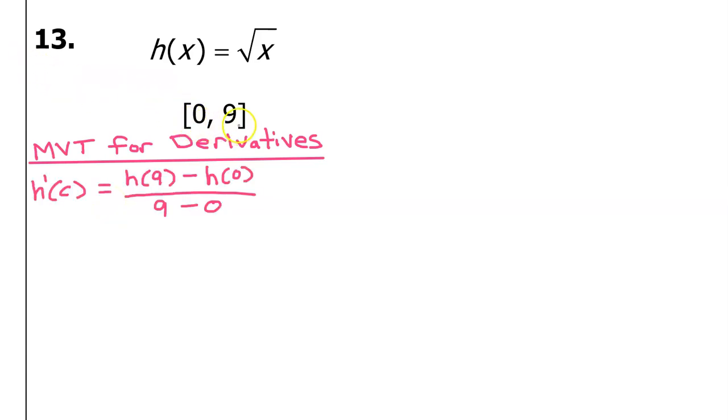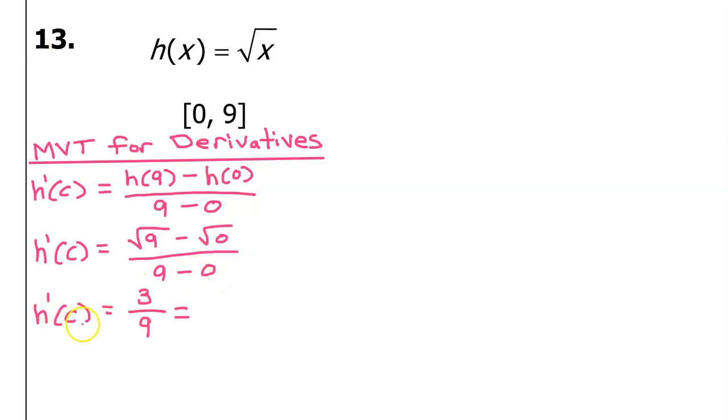On the interval from 0 to 9, there is some c value where h prime at c is equal to h at 9 minus h at 0 divided by 9 minus 0. But this means h prime at c will equal the square root of 9 minus the square root of 0 divided by 9 minus 0. So h prime at c will equal 3 over 9, which simplifies to 1/3.